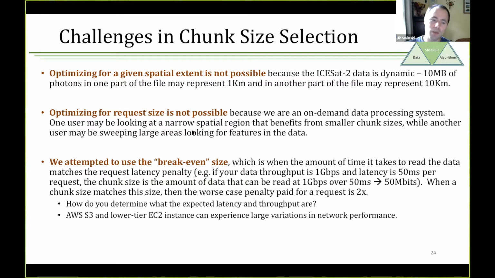What we did do is come up with what was called a break-even size, which is where you match the chunk size to the expected latency and throughput. If you calculate the throughput and multiply it by the latency, you get a certain size. If you use that, you're mathematically guaranteed to be within no worse than a 2x performance penalty, regardless of the size of the request. That at least bounds the problem. But now the problem is, how do you know what the expected latency and throughput are in S3? We can guess them, and we did guess, but there's variability even in that, which makes it not ideal.